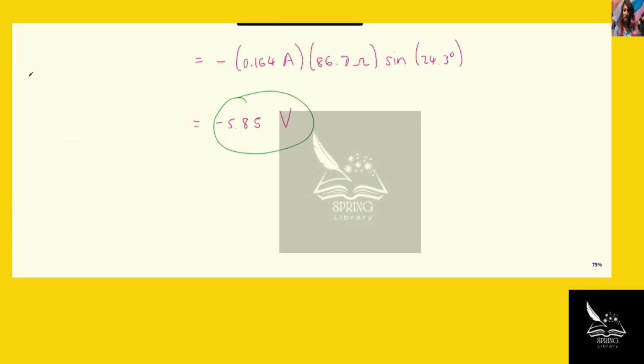And lastly, to show that the loop rule is satisfied, if we add our results for parts B, C, and D, we see that the EMF epsilon is equal to VL plus VC plus VR, and so therefore the loop rule is satisfied.